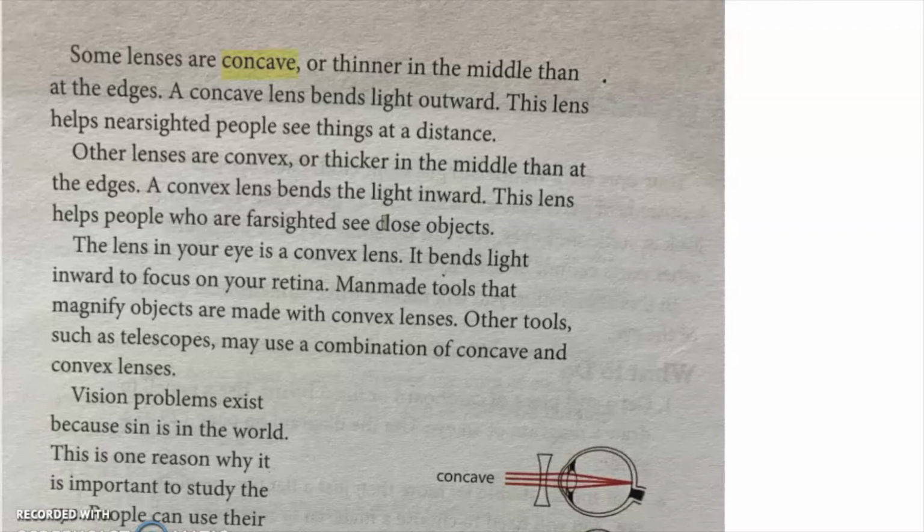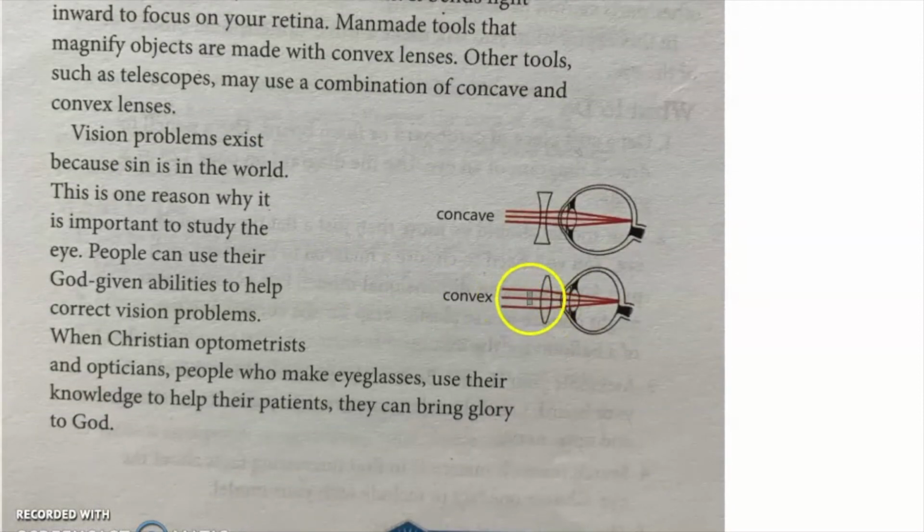Other lenses are convex, or thicker in the middle than at the edges. So let's look at the convex lens. And here's the example. A convex lens has a thicker middle than the edges.